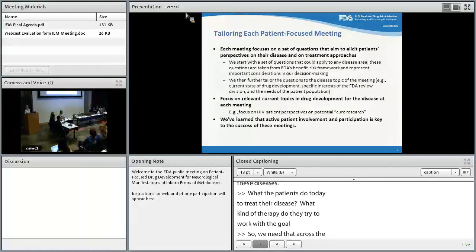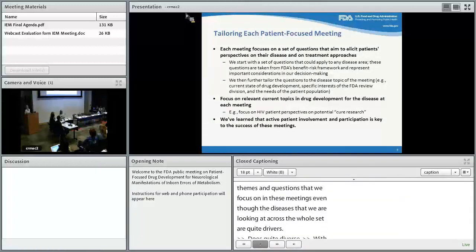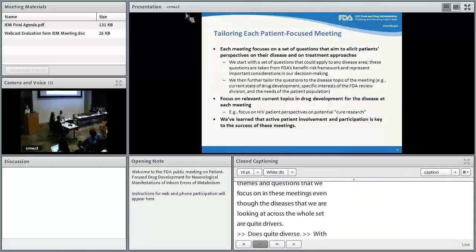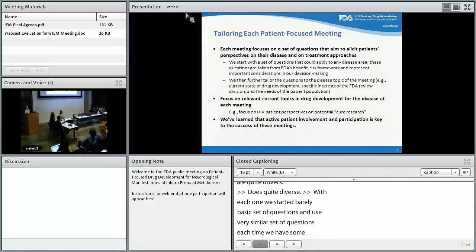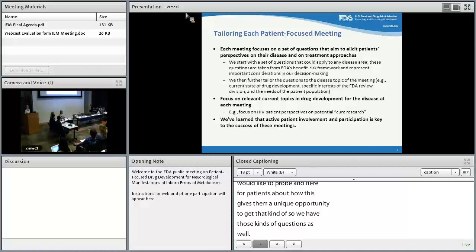And so we have common themes and questions that we focus on in these meetings, even though the diseases that we're looking at across the whole set are quite diverse. And so with each one, we start out with a fairly basic set of questions, and we use a very similar set of questions each time. We have some tailoring of those questions depending on other questions that the review division may have that they would like to probe and hear from patients about. This gives them a unique opportunity to get that kind of input, so we have those kinds of questions as well.